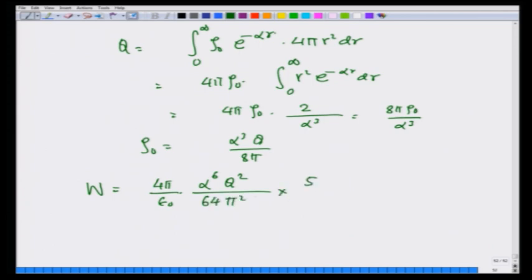which will be alpha raised to 6 times q square over 64 pi square times alpha raised to 5. So, that gives me the answer as 5 q square alpha divided by, let us see, 4, this becomes 16, pi cancels. So, 128 pi epsilon 0, that is the answer. That is the energy of this charge distribution.